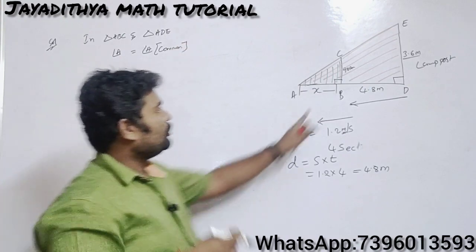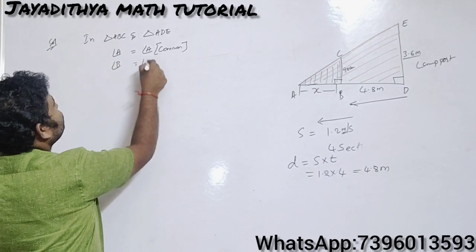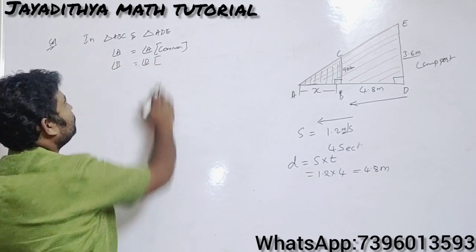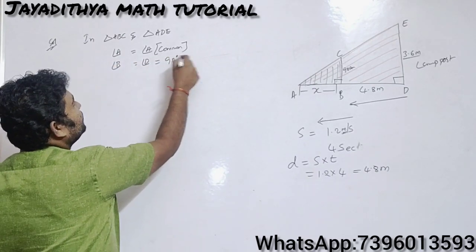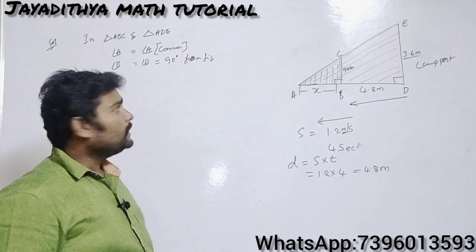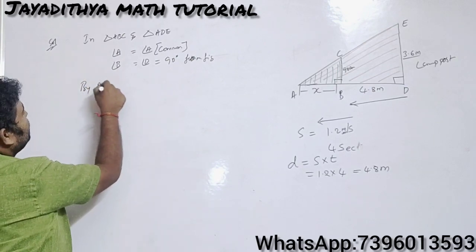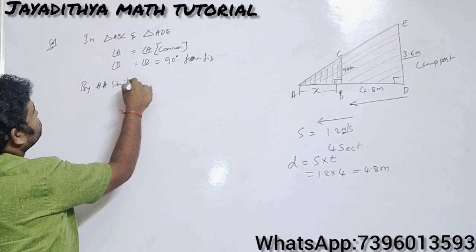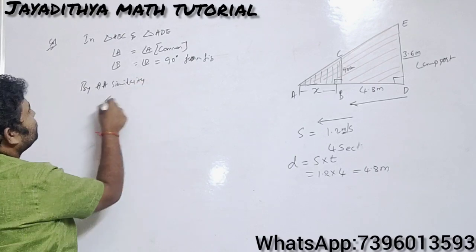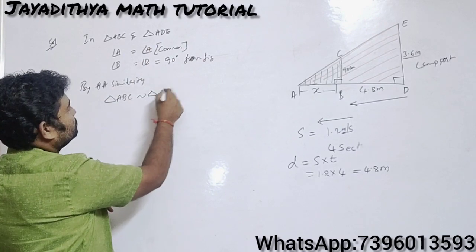And also you can observe angle B is equal to angle D. So angle B in the first triangle is equal to angle D in the second triangle, which is equal to 90 degrees. From the figure you can write like this. Now that's all. By AA similarity, what can you say here? Triangle ABC is similar to triangle ADE.